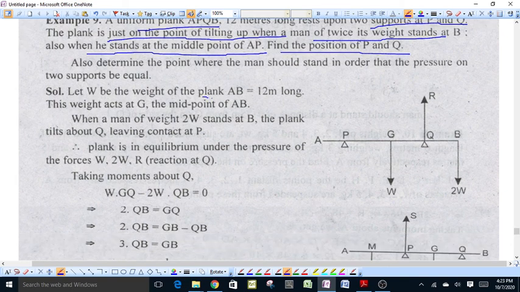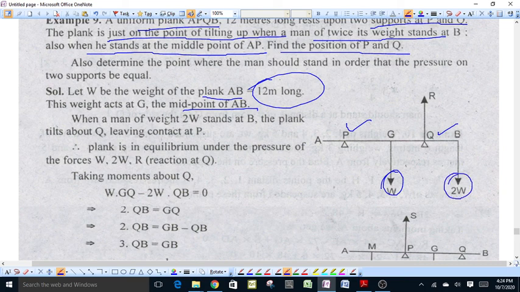Suppose W is the weight of plank AB, which is 12 meters long, and this weight acts at point G, the midpoint of the plank AB. The plank is supported at two points P and Q. When a man of weight 2W, twice the weight of the plank, stands at point B, the plank tilts about point Q, that is, the normal reaction at point P becomes equal to 0.